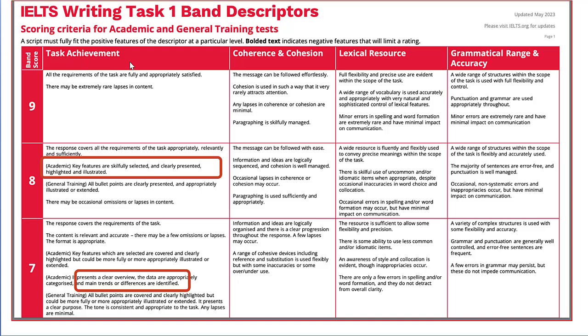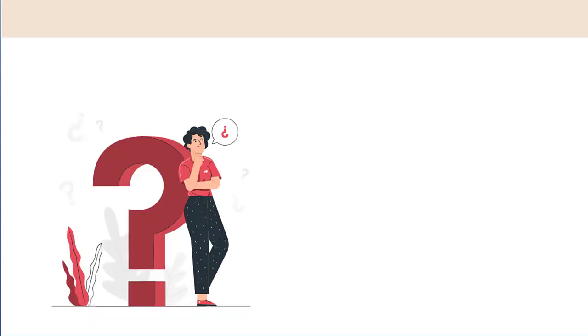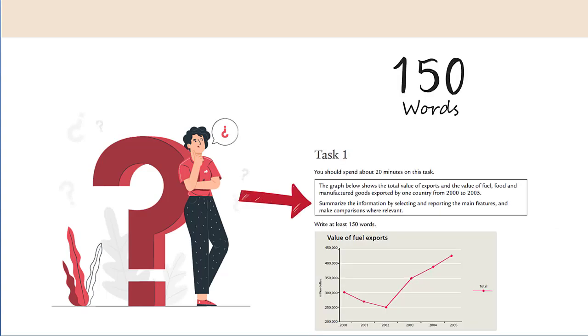Here, according to the band descriptors, for the highest score of 9, a test taker needs to fulfill all the requirements of the task. And what are they? Well, of course, you need to write at least 150 words and summarize the information by selecting and reporting the main features and make comparisons where relevant.